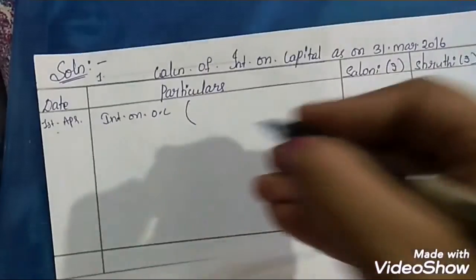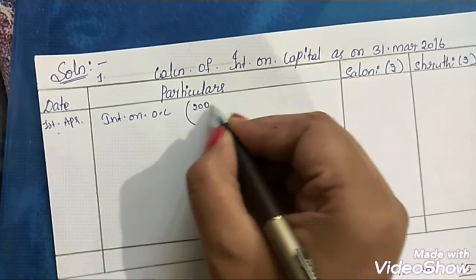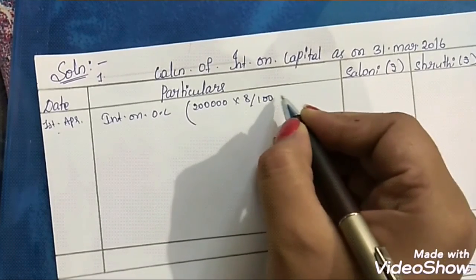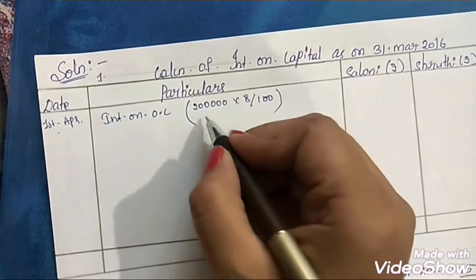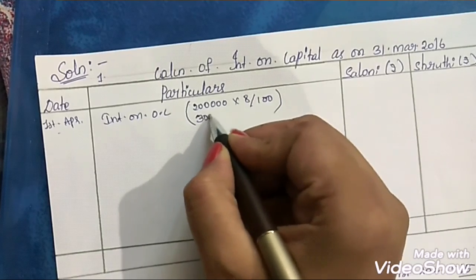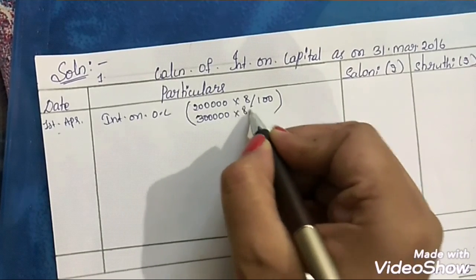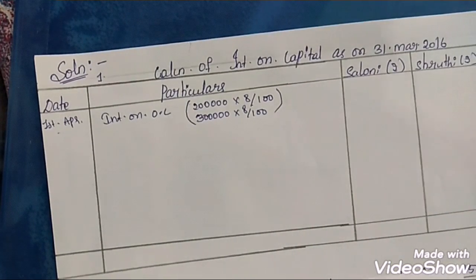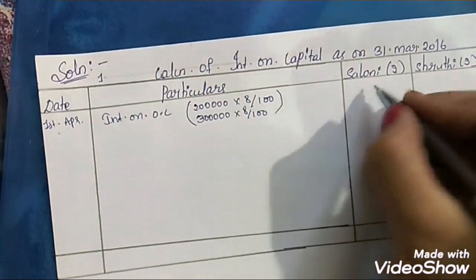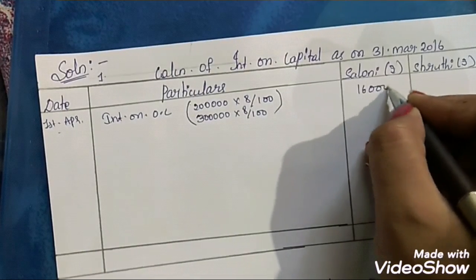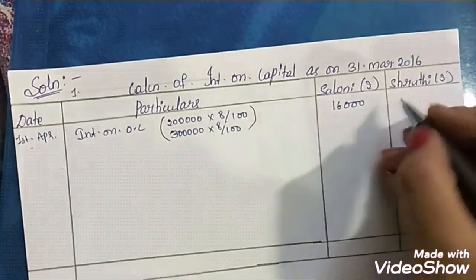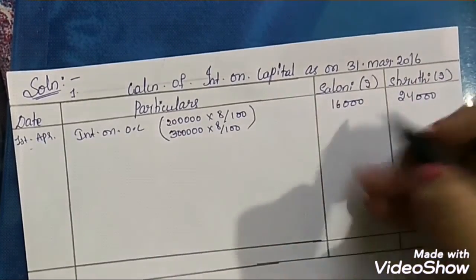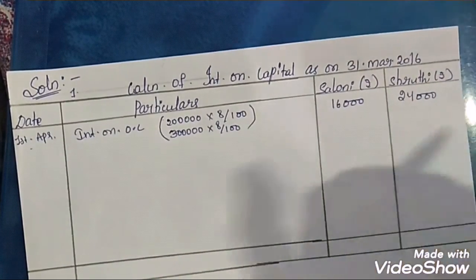Capital of Saloni is rupees 2 lakhs. So write it as 2 lakhs into 8% of this. Clear? Next, the capital of Shruti is rupees 3 lakhs and again 8% of this. Okay, so is that clear? Now 8% of rupees 2 lakh will be rupees 16,000 and 8% of 3 lakh will be rupees 24,000. Okay, so we just have to mention the amount of interest in the amount column.